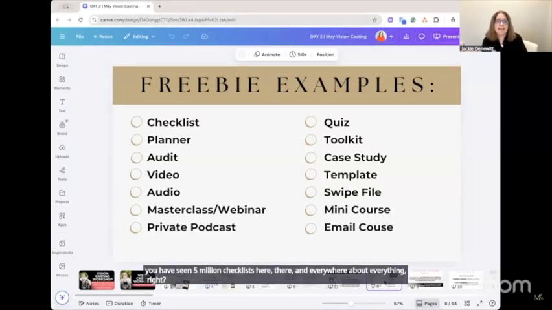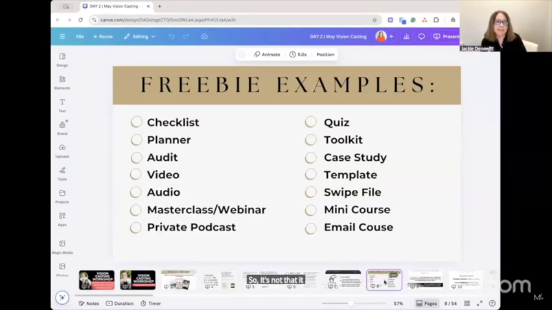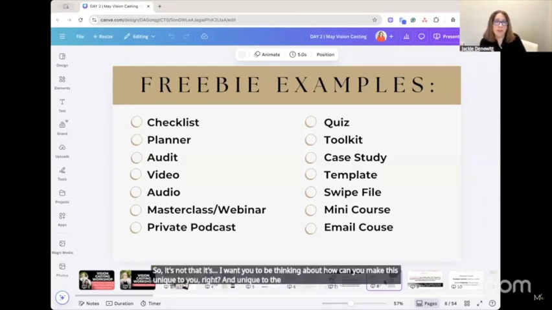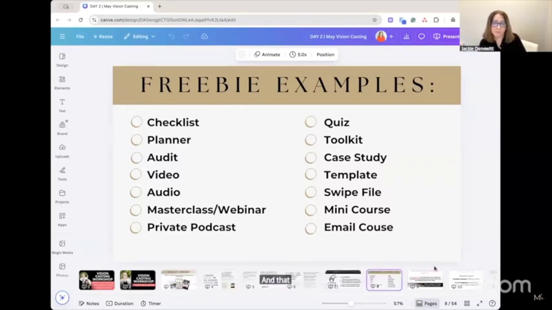So I want you to be thinking about how you can make this unique to you and unique to the end user. That's where we have to get creative, and that's where we have to put a spin on it that makes this incredible.